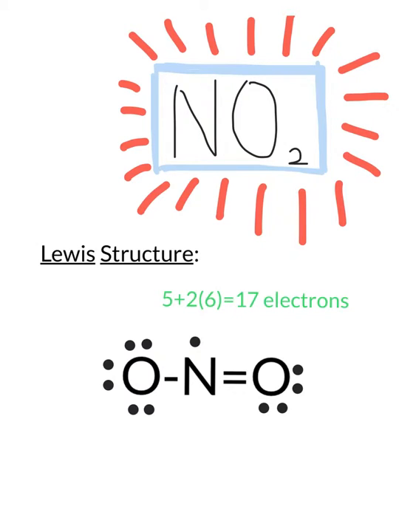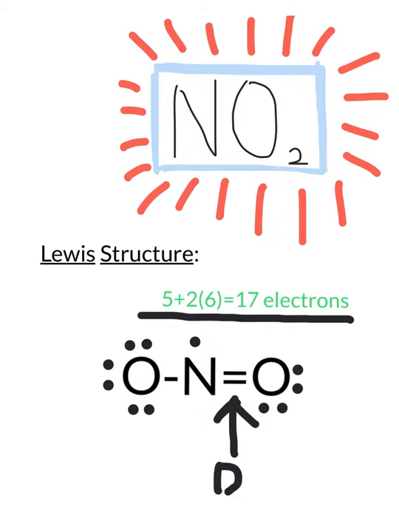There's going to be 5 for nitrogen as illustrated right here, and 2 times 6 for oxygen, because there are 6 valence electrons in oxygen and there are 2 oxygen atoms, equals 12, plus 5 equals 17 electrons. So since there are 17 electrons, we know not every single atom is going to be able to reach an octet. So I went ahead and added a double bond right here.